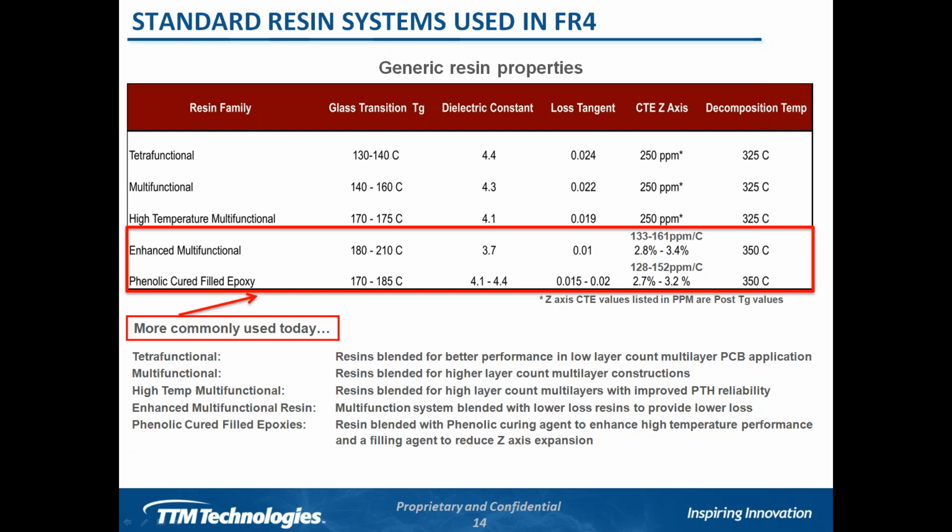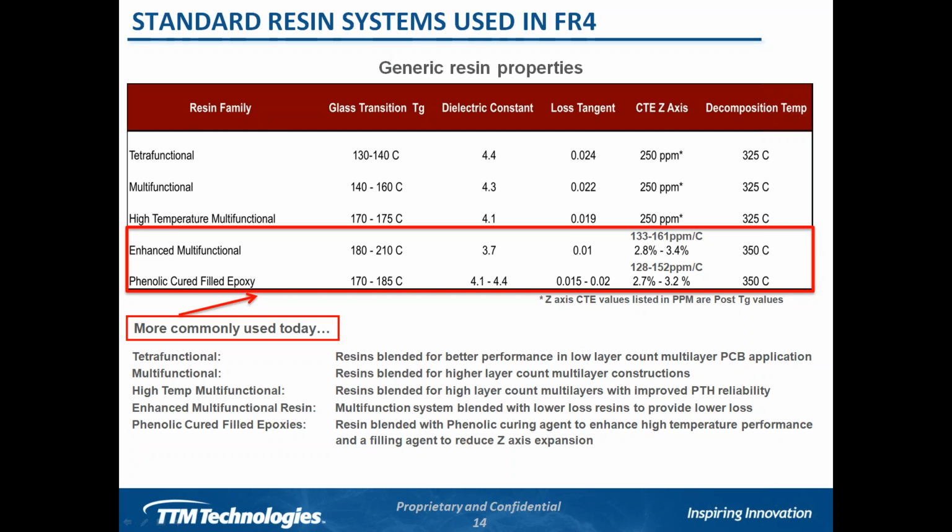Now, we take those glass bundles and we pair that with a resin system. And there's different types of resin systems. So there's the classic, what we call tetrafunctional resin system, which also is typically known as a low TG material set.